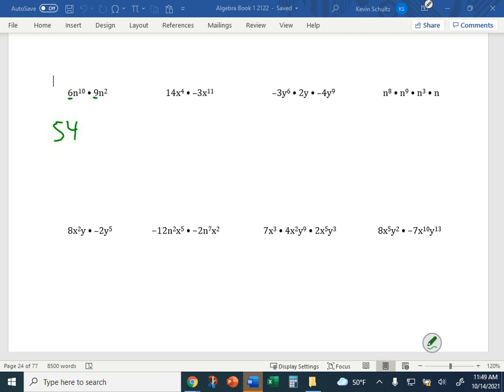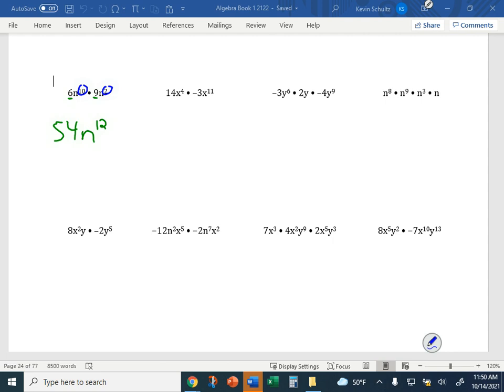Okay. Now we look for our like bases, which we do have like bases of n here. We know that n isn't going to change. That n stays the same. But what is our exponent going to be? N to the 10th times n squared. What's the exponent going to be in our answer here? Leah? 12. Yep. And we get that by adding those powers. 10 plus 2. There you go. 54n to the 12th.